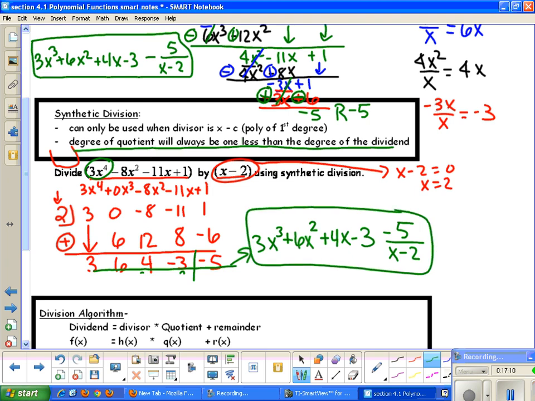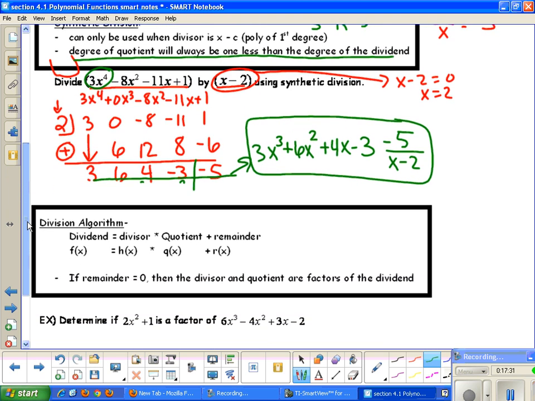So that's how you could have also done the problem with synthetic division. Knowing how to do long division is very important, especially for the next couple of chapters that we're going to get into, in order to solve some of the equations when we're doing some of the graphs and trying to find some things. We need to be able to do the long division. So make sure you understand that.